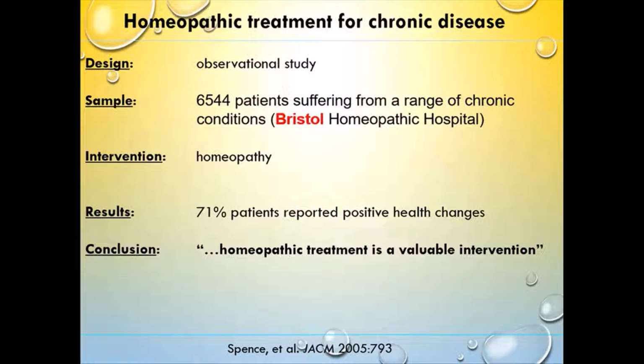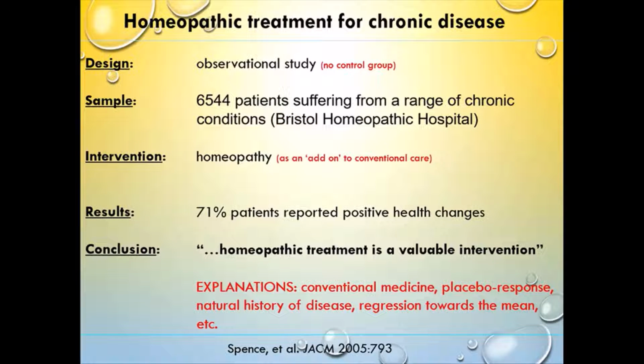What's wrong with that? Well, you need to know that an observational study doesn't have a control group, so you don't know whether they wouldn't have improved anyway. You need to know that they also had, if necessary, conventional treatments, these patients, and therefore there are lots of explanations which do not involve homeopathy at all. The conventional medicine, the placebo effect, natural history of disease, regression towards the mean, and other factors that might have played a role.